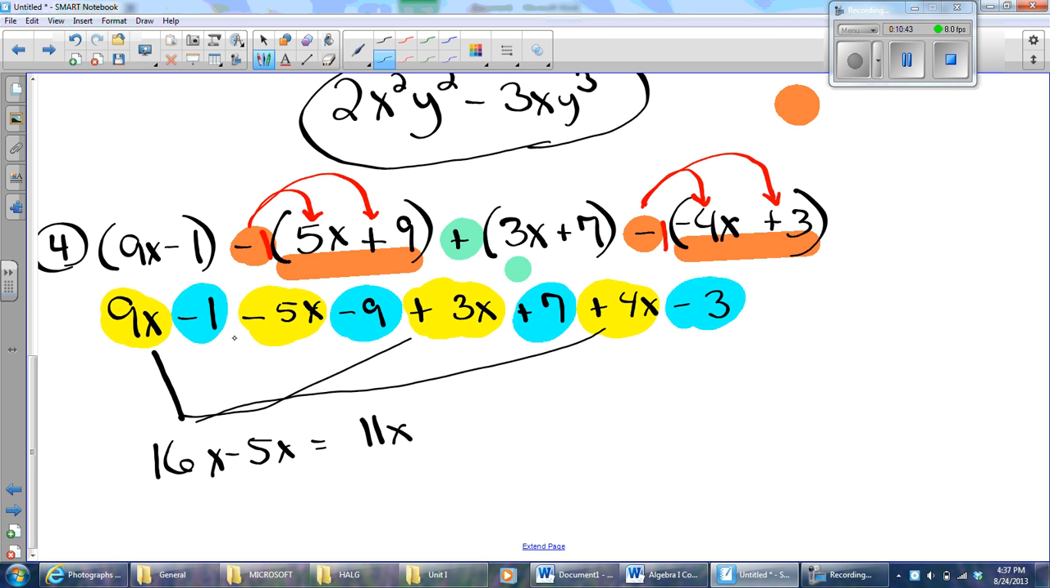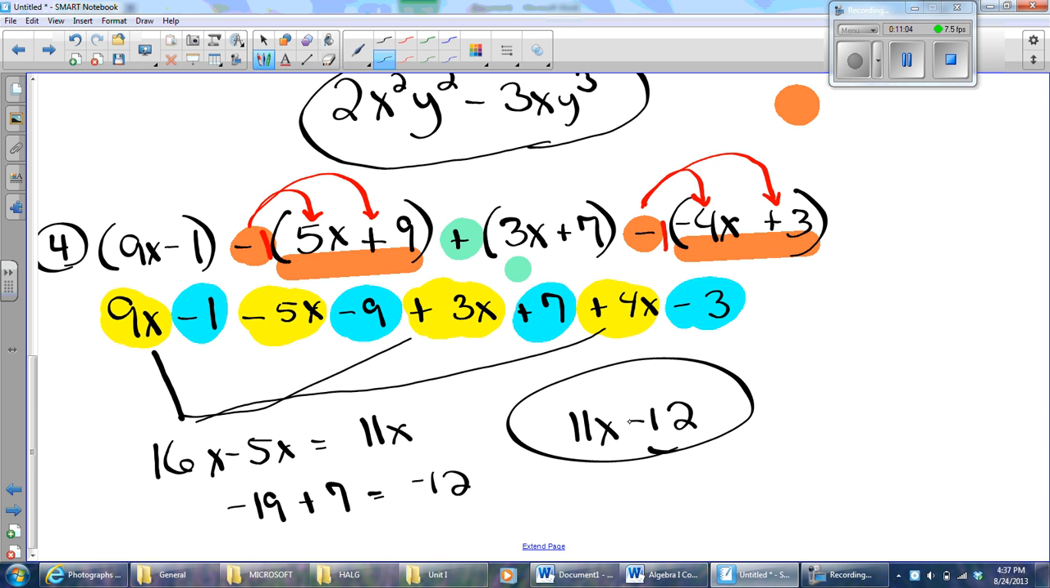Now in the blue, it looks like I have 19 negatives and 7 positives. Well, 7 of the negatives will cancel with 7 of the positives, leaving me 12 negatives. The simplified answer is 11x minus 12. This stuff should be simple, even if it's the first time you're ever seeing it. As smart as you folks are, this should not be difficult.